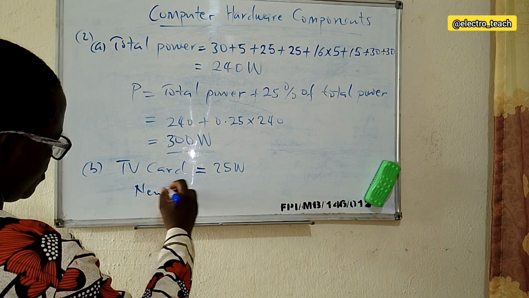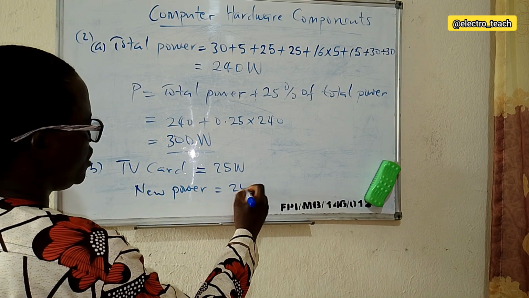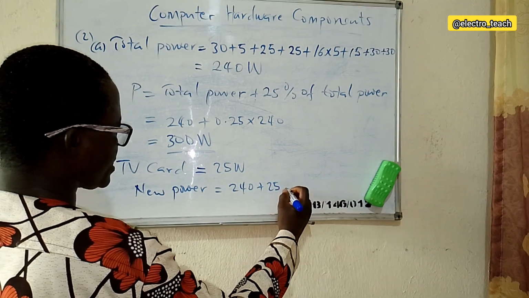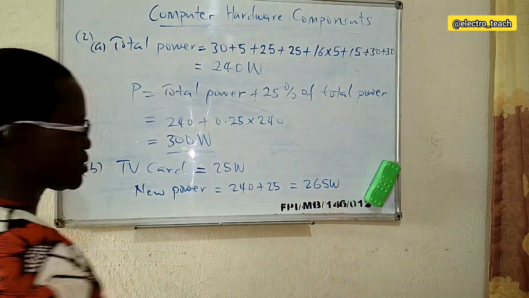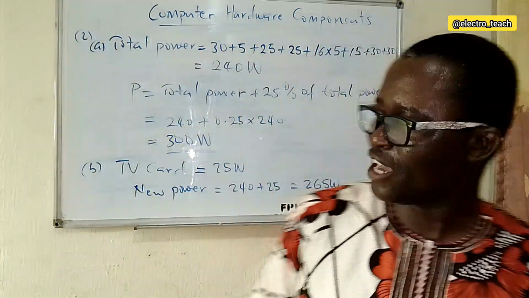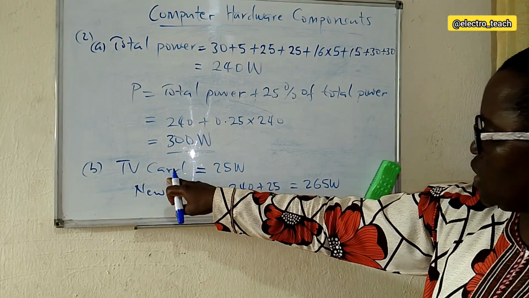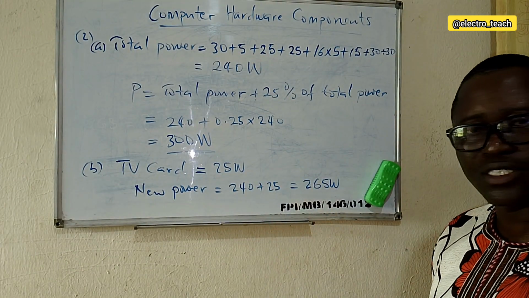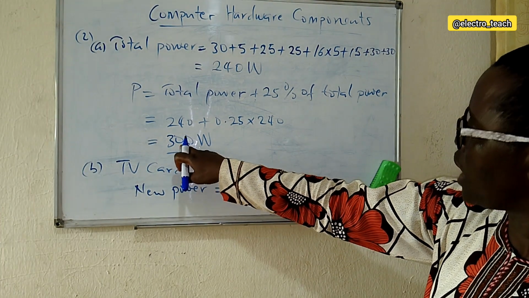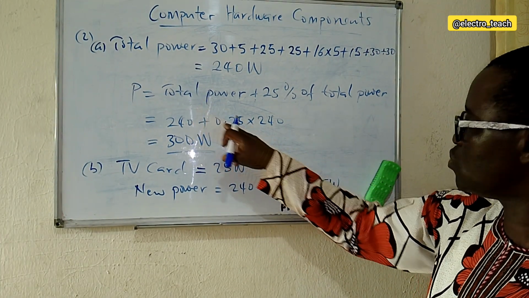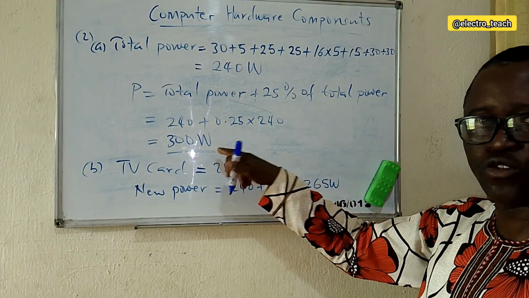New power required will now be 240 plus 25 watts, and that is 265 watts. So 265 watts is what the devices will be consuming when we have the TV card installed. You now realize that it is still within the 300 watts that we initially installed, since we added extra wattage to the PSU from the start.